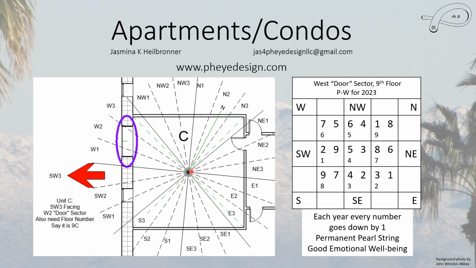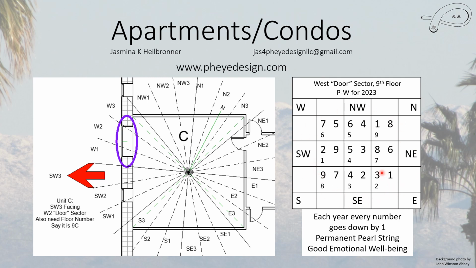That's how you find the center. And this happens to be a West 2 door, although this is a window. It's the door sector. And if this is 9, the 9th floor, this is apartment 9C. 9 is the key number that I talk about in the video. And so this is the chart that turns up.